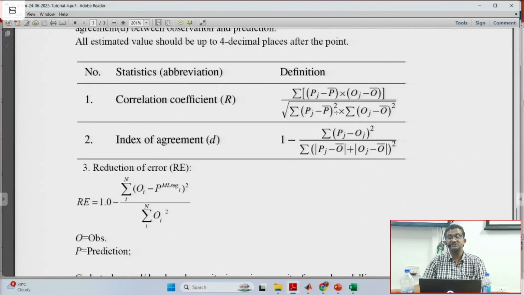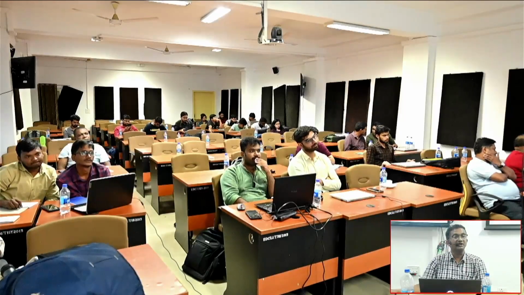So here you see this P bar. This is the average value of the prediction. Pj is any predicted value and Oj is the observed value, and this is the average value of O. This is your observed one, Oj, and this is the average. And this vertical bar is your absolute value, mod, L1.